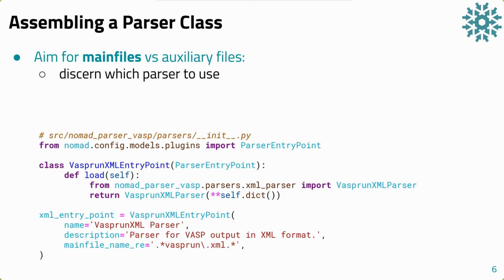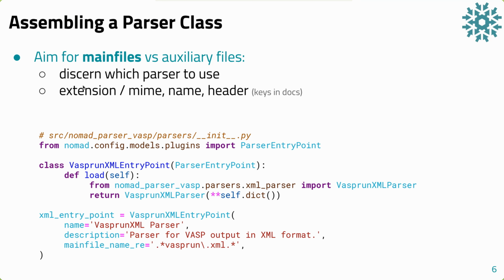A main file would be something like the vasprun.xml or the OUTCAR, whereas an auxiliary file would be something like the DOSCAR, where you have the density of states written out. So these are more spectral items that are separated out.